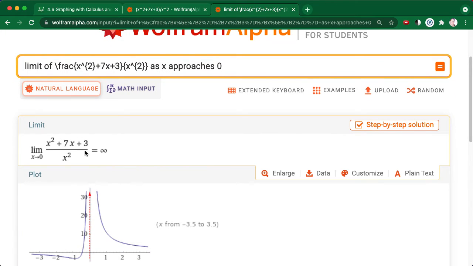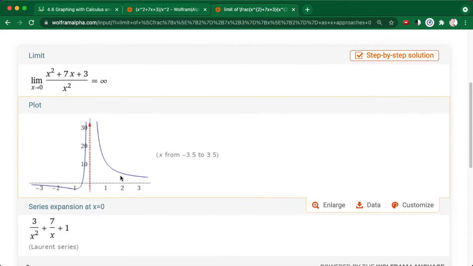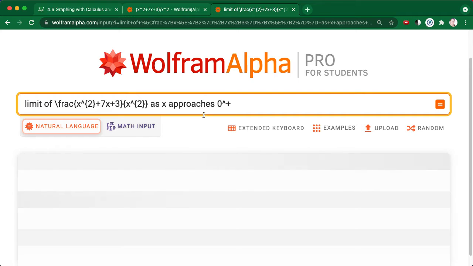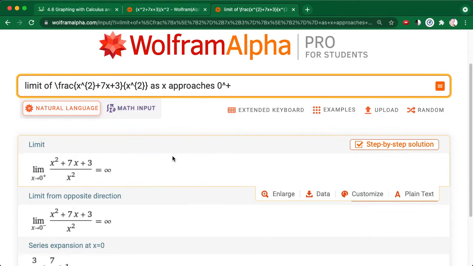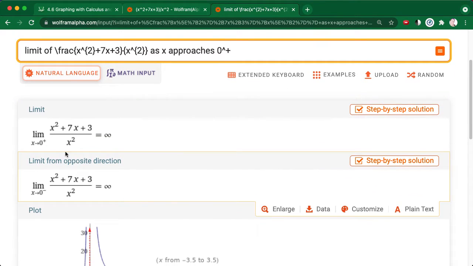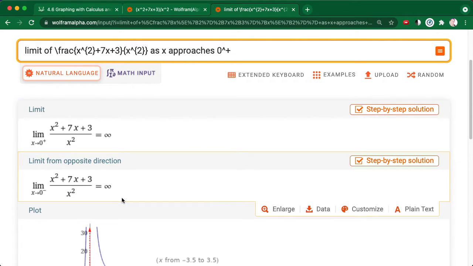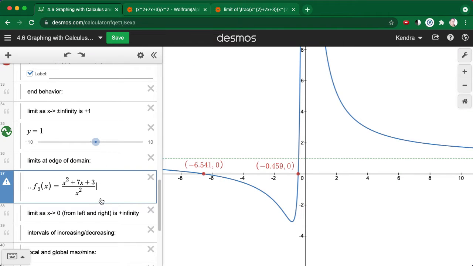And it looks like it is infinity from both directions. Okay, so I can put, you know, superscript positive, so it looks like the right-hand limit. And if I ask for a one-sided limit, it'll give me both directions. So that's kind of nice. All right, so that's a confirmation for all of those pieces.